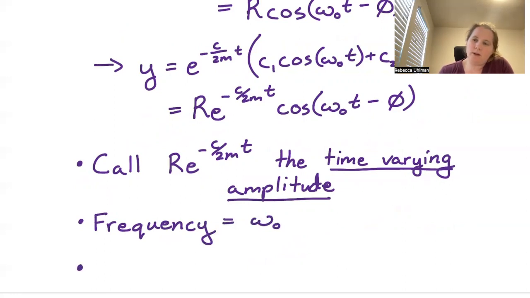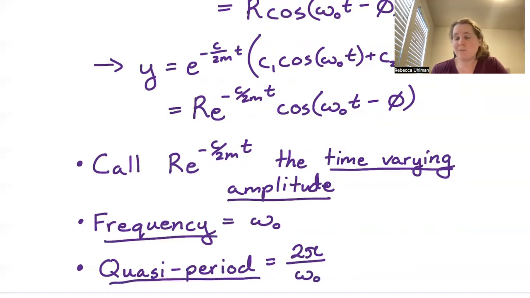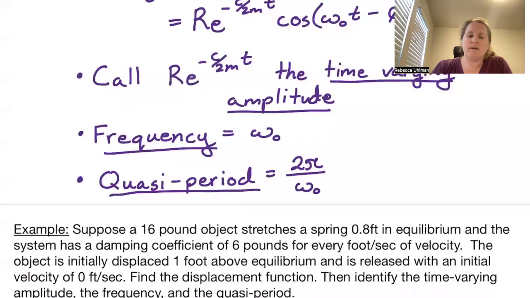And then we also will have a period, which we will now call the quasi period, of 2 pi over omega naught. The reason we refer to it as the quasi period here is because we are not identically repeating the same pattern since our amplitude is shrinking. But it's essentially the same concept. It's just a period but with amplitude shrinking. So the graph doesn't look identical to itself. So let's go ahead and take a look at an example.